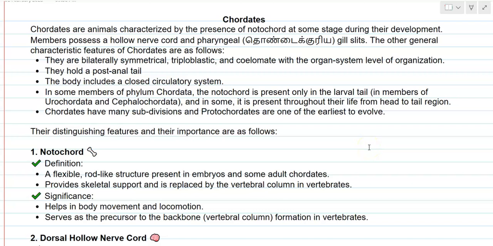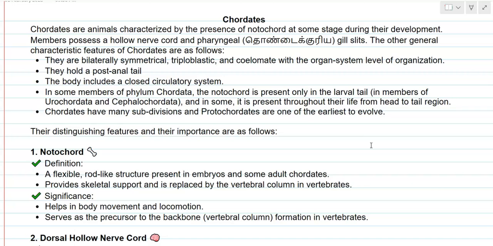In this screencast video lecture, we are going to see about the chordates. Chordates are animals characterized by the presence of a notochord at some stage during their development. That is, from the embryonic development to the adult stage, at some point you can see a notochord. The members possess a hollow nerve cord as well as pharyngeal gill cells.